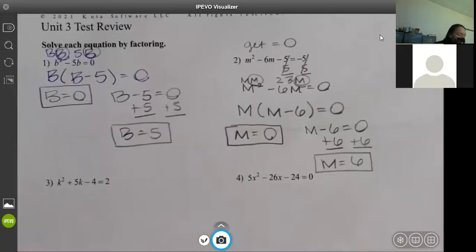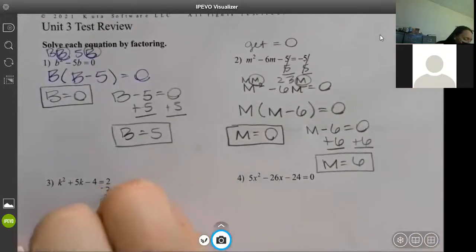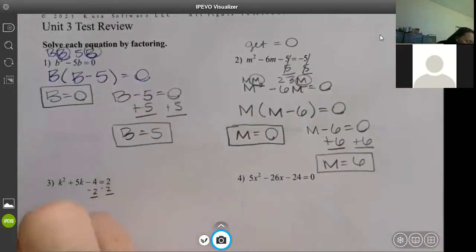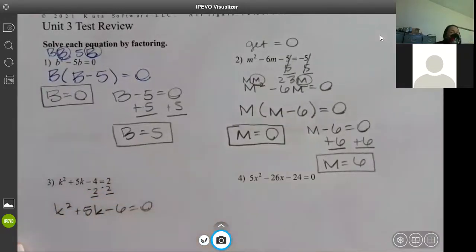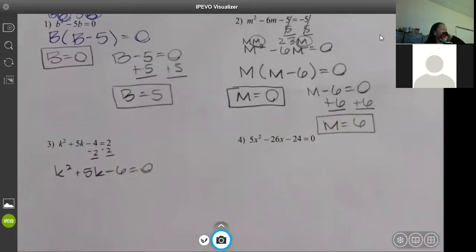All right, the next one, get it equal to 0. So I'm going to subtract 2. I get k squared plus 5k minus 6 equals 0. Since it's 3 terms, I can either use cheater method or I have to do slide and divide. Since there's no number in front, I can do cheater method.